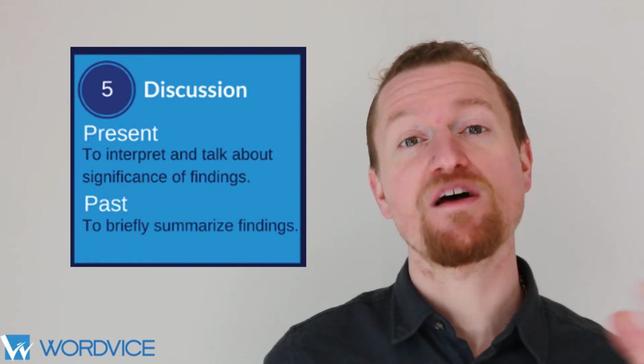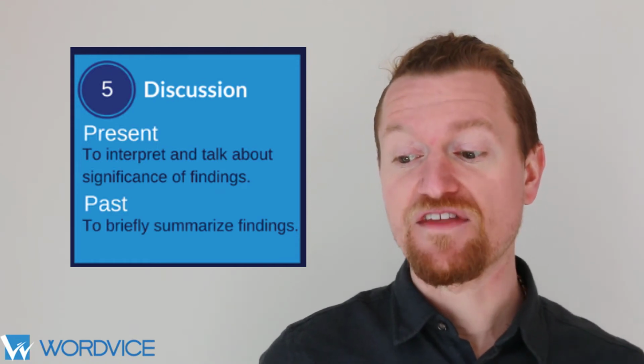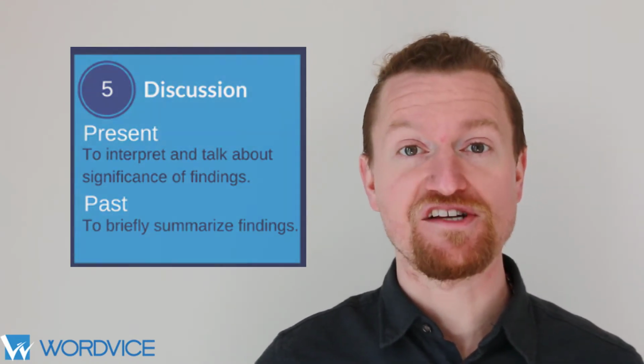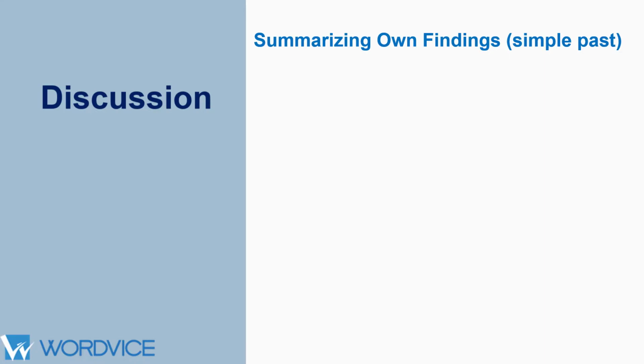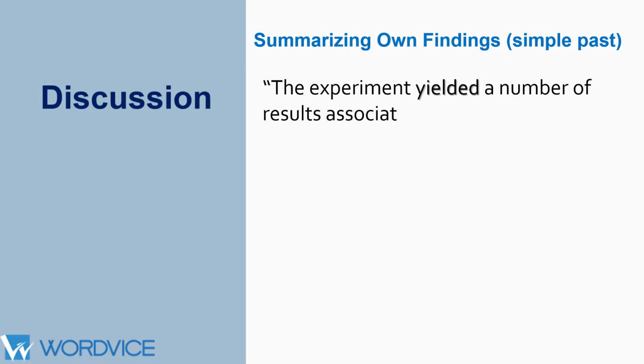In the discussion section, use the simple past to summarize your own findings and the perfect tense for cited information. When summarizing your own findings, use the simple past. The experiment yielded a number of results associated with the processing of glucose.